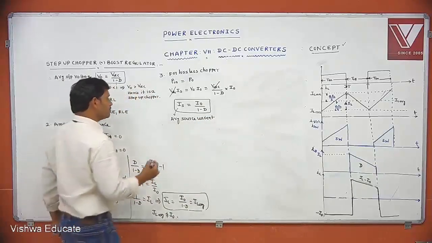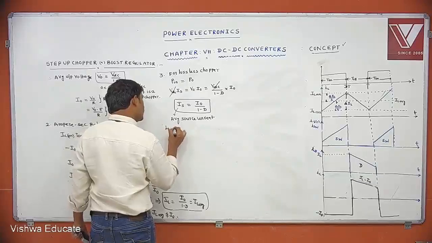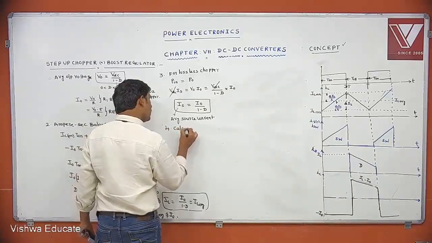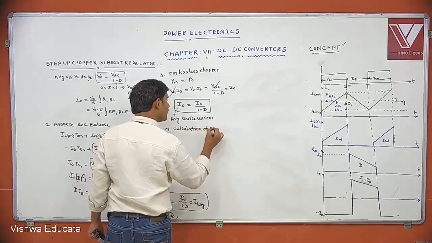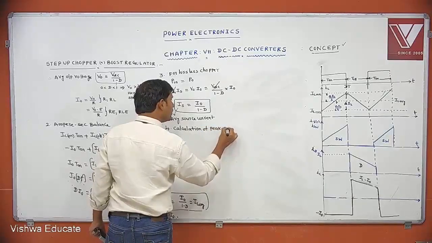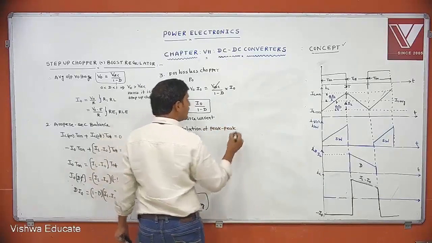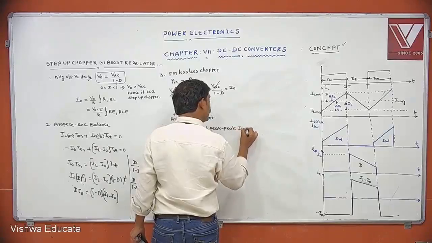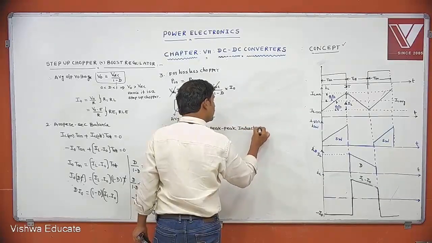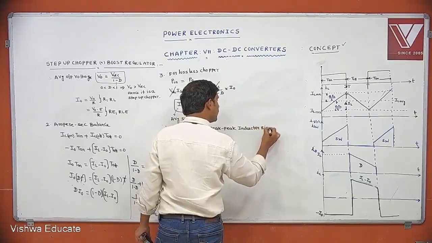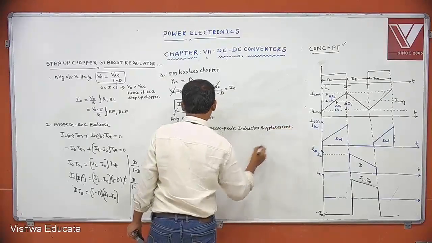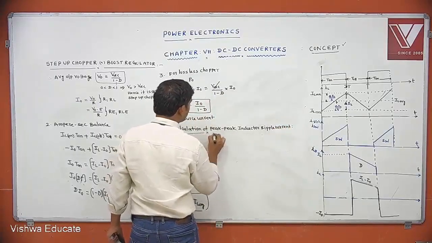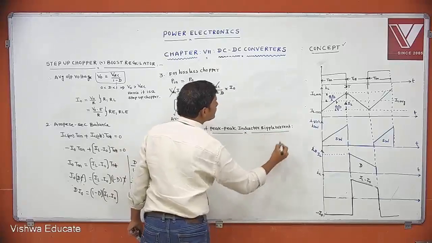Fourth one: calculation of peak to peak inductor ripple current.